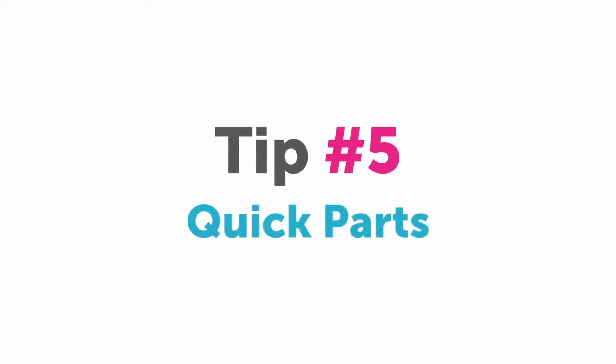Tip number 5, quick parts. Quick parts allows us to save regularly used pieces of text or parts of an email within Outlook and access them very quickly. I often use this with reports, or if I'm sending over due diligence documentation. It means you don't have to search back through emails to find what you've sent last time and resend it. So let me show you how we do it over on the screen.